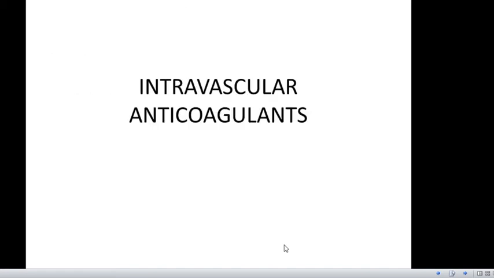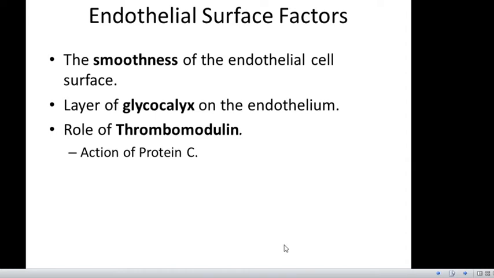Intravascular anticoagulants. Endothelial surface factors. The most important factors for preventing clotting in the normal blood vessels are: number 1, smoothness of the endothelial cell surface. This prevents contact activation of the intrinsic clotting system. Number 2, a layer of glycocalyx on the endothelium which repels clotting factors and platelets.